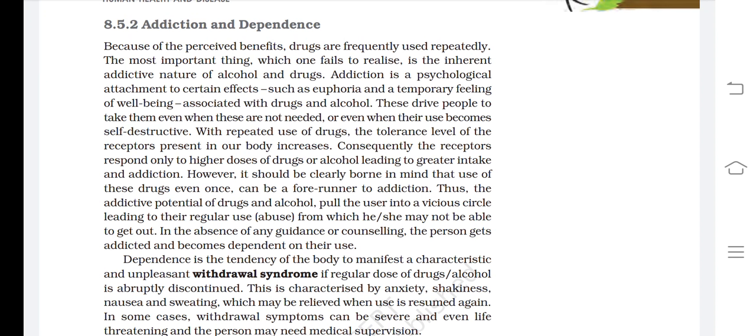However, it should be clearly borne in mind that the use of these drugs, even once, can be a forerunner to addiction. Thus, the addictive potential of drugs and alcohol pulls the user into a vicious circle leading to their regular use, from which he or she may not be able to get out. In the absence of any guidance or counseling, the person gets addicted and becomes dependent on their use.